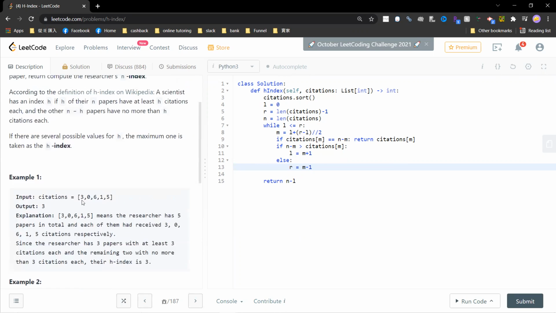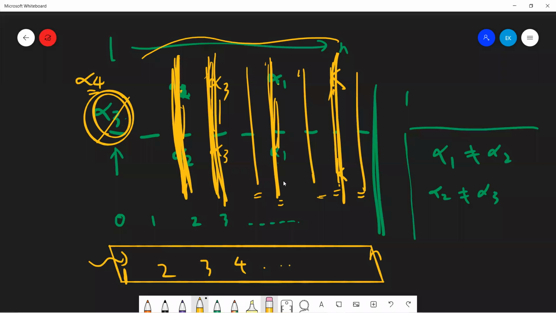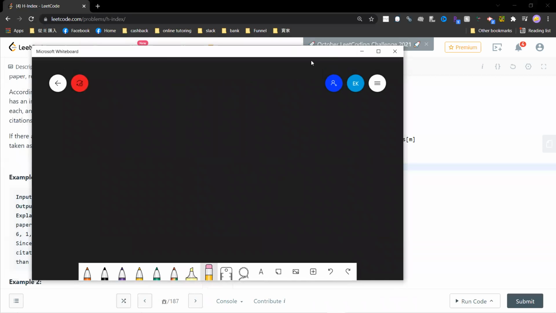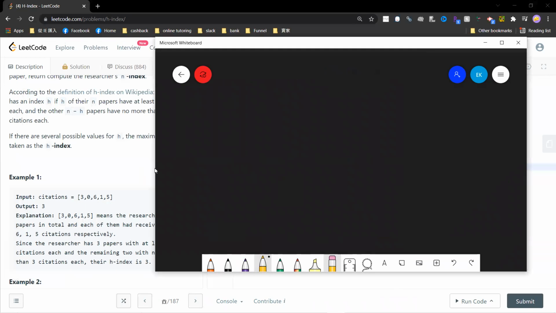One naive way is that you pick every number in the citations. Let's say you pick 3, and you ask how many numbers are greater than or equal to 3. If you find 3 of them, then it matches exactly. So let's see what the criteria is.